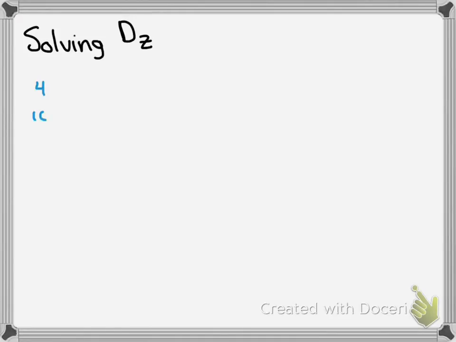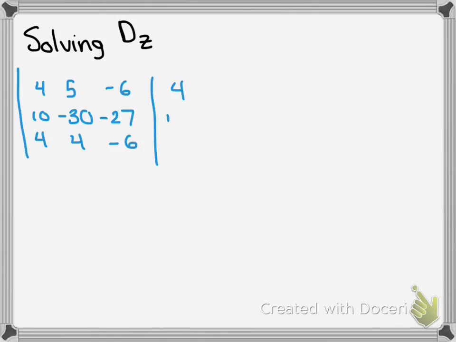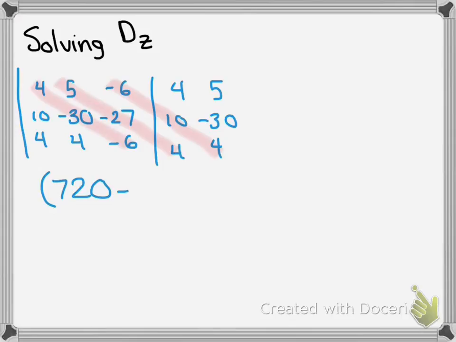Now we have to solve for d sub z. And we now rewrite the equation again, and the first two columns you have to rewrite them on the side. In red are highlighted the majors, so 4 times negative 30 times negative 6 is 720. 5 times negative 27 times 4 is negative 540, and then negative 6 times 10 times 4 is negative 240.